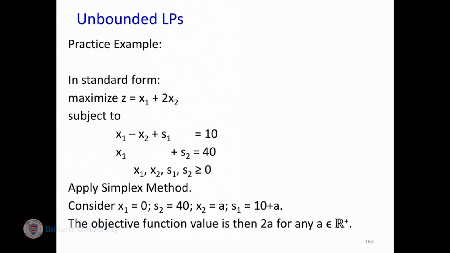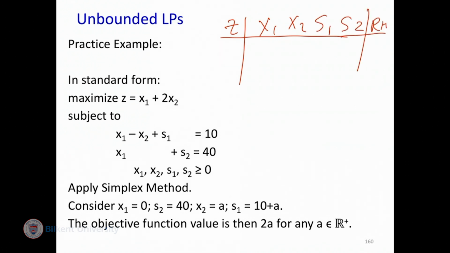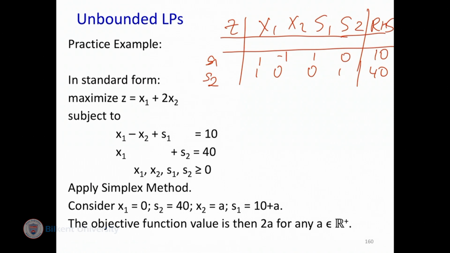So if I apply the simplex method, let's do it here. I don't have room, sorry. So I will have 1, minus 1, 1, 0, 10. Then 1, 0, 0, 1, 40. s1 is my basic variable here. s2 is my basic variable there. And I have my objective function in row 0 format, 0, 0, 0. Correct? These are my basic variables. Sounds good?